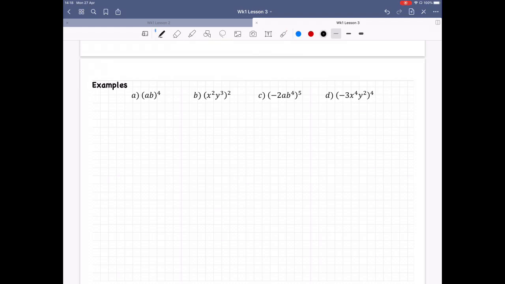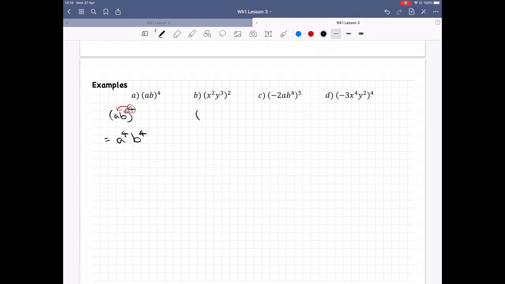If we have got (ab) to the power of 4, then that 4 has to be applied to both terms inside the brackets. And we are left with a to the power of 4, b to the power of 4 as our answer.